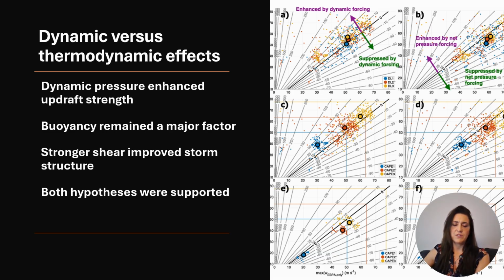However, the study also found that buoyancy remained one of the major controlling factors for maximum updraft intensity. Even when dynamic pressure forces enhanced the storms, the stronger updrafts still depended heavily on the amount of buoyancy maintained within the storm. Overall, the researchers concluded that both the dynamic and thermodynamic processes contribute to stronger supercell updrafts, although the thermodynamic processes related to inflow, entrainment reduction, and buoyancy played a particularly important role.